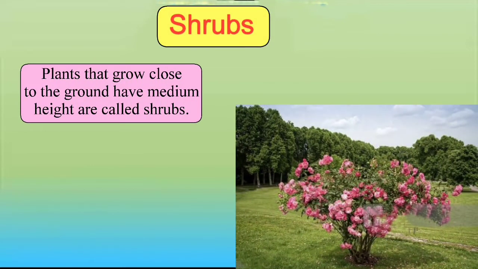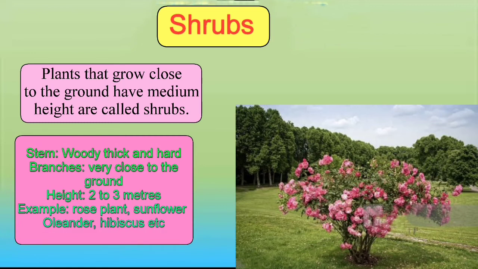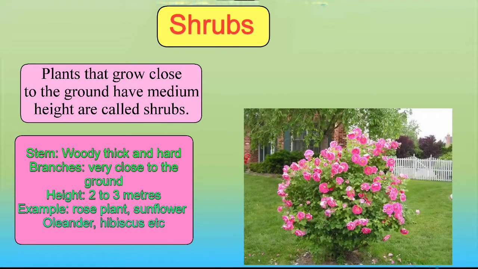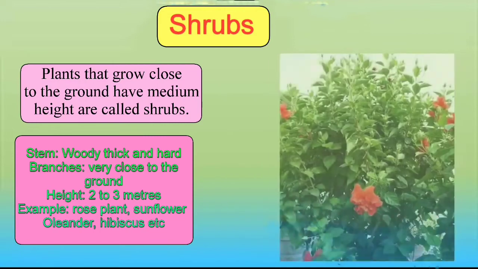Shrubs. Plants that grow close to the ground, have medium height, are called shrubs. Shrubs have woody, thick and hard stem. They give out branches very close to the ground. Shrubs grow up to 2 to 3 meter. They are shorter and smaller than trees. For example, rose plant, sunflower plant, oleander, hibiscus, etc.